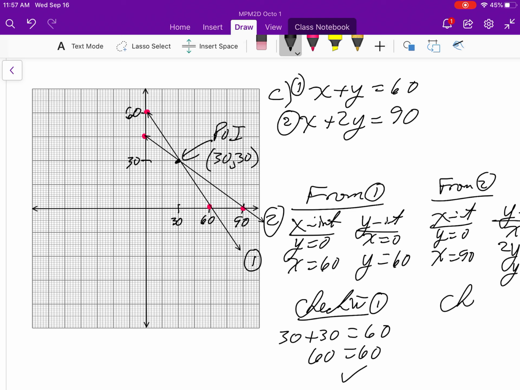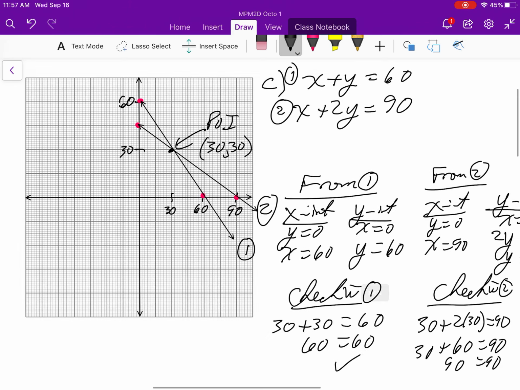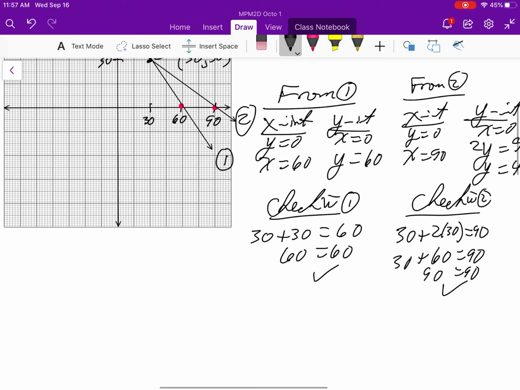Okay, if we go with equation 2, we're going to check with equation 2. Then from here, x is 30 plus 2 times y, which is 30 there. Hopefully that's 90. And 30 plus 60 is, in fact, 90. So again, we're good with this one, which means the solution is the point (30, 30).